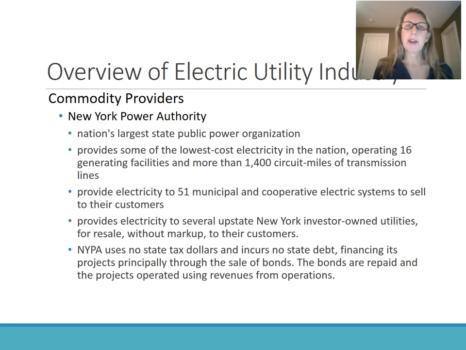Another commodity provider we're going to talk about is the New York Power Authority. The New York Power Authority, NYPA, is the nation's largest state public power organization. It provides some of the lowest cost electricity in the nation, operating 16 generating facilities and more than 1,400 circuit miles of transmission lines. It provides electricity to 51 municipal and cooperative electric systems to sell to their customers.